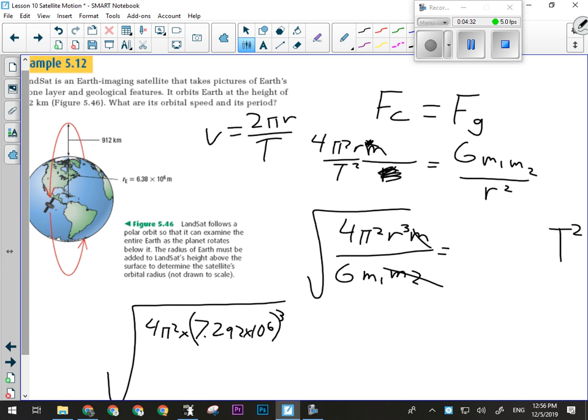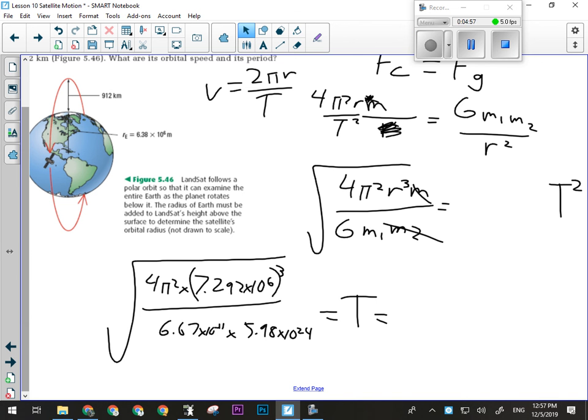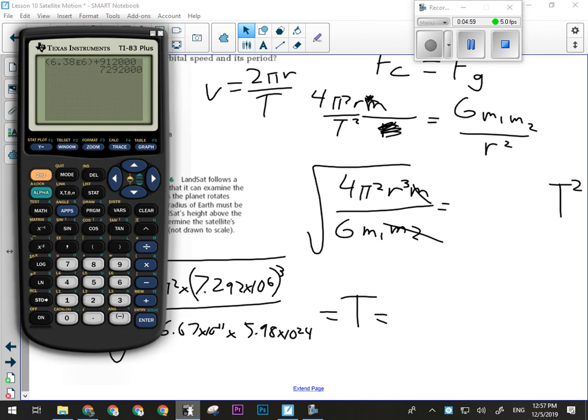Okay, and then I'm going to divide that by 6.67 times 10 to the minus 11 times the mass of what's the other mass? Earth. Yeah. Okay. So that'll be 5.98 times 10 to the 24. All right. So now if I'm doing that, I should be able to calculate how long it takes that Landsat satellite to make one complete orbit of the Earth. Right? So there's certainly a bit of manipulation here that's involved.